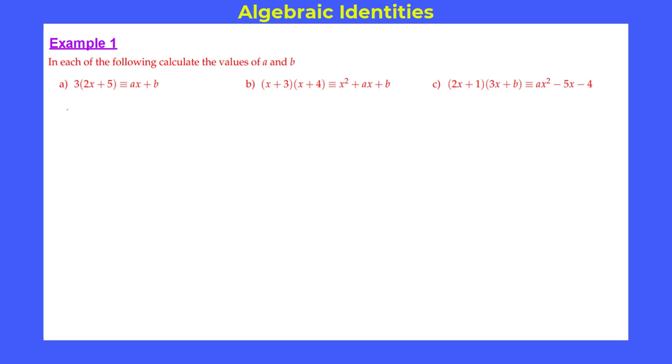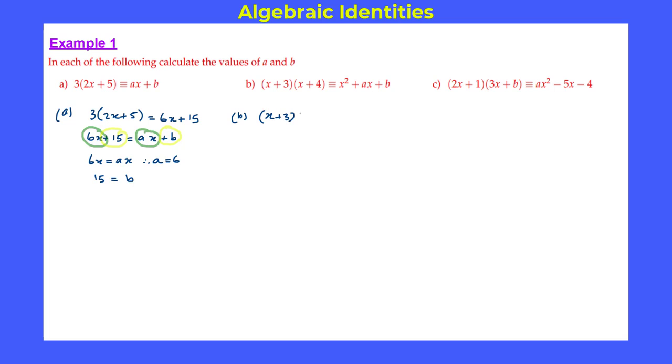Some examples of algebraic identities. In each of the following cases, we've got to find what a and b are. So the trick is going to be, expand out the brackets first of all. So here, 3 lots of 2x plus 5 is 6x plus 15. And then compare the 6x plus 15 with ax plus b. We've got 6x on the left and ax on the right, so a must equal 6. And then the constant term, we've got 15 on the left, and we've got b on the right, so b must equal 15. Easy as that.